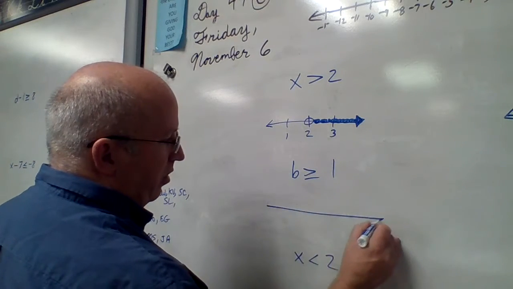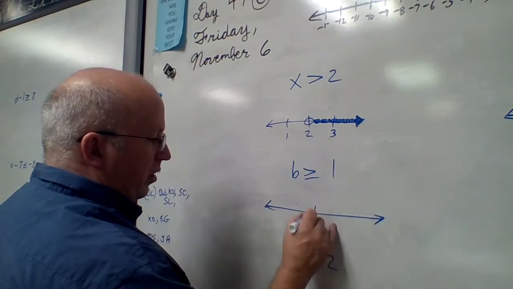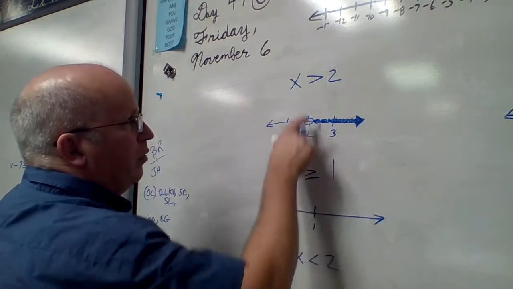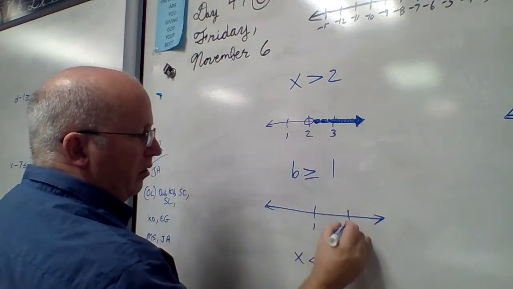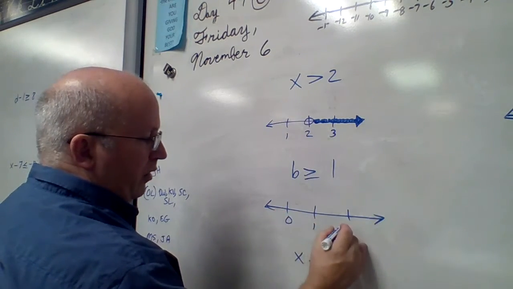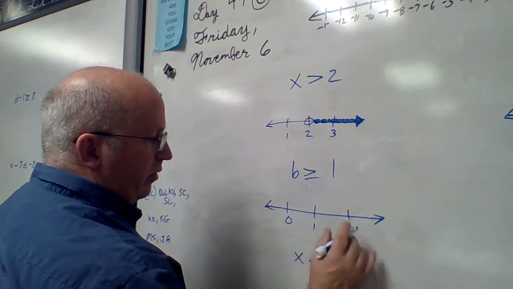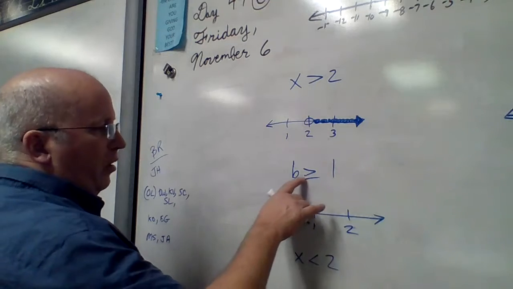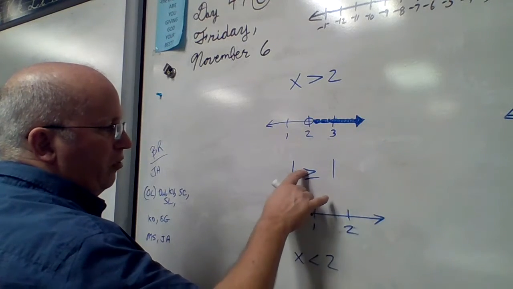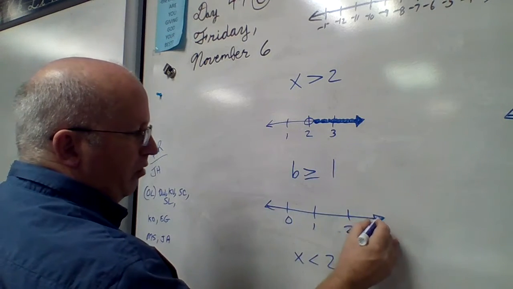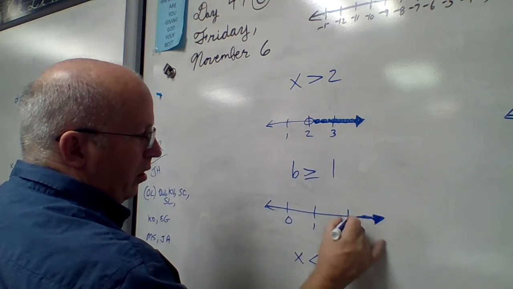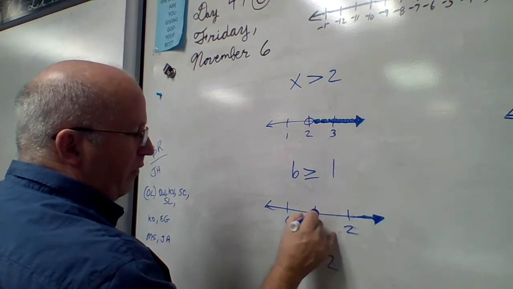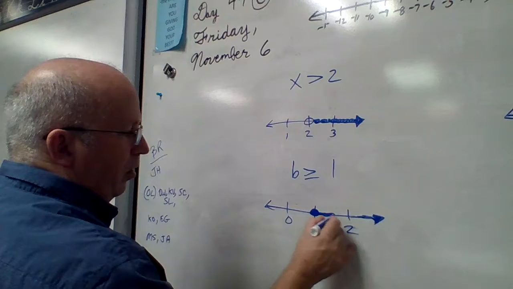This symbol is a little bit different, isn't it? This time we have the symbol greater than or equals to, not just greater than. I'm going to put 0 on the left and 2 on the right. And give me a number that's bigger than 1, a number that's greater than 1. Again, we're going to be shading to the right. But this time, I'm going to use a filled-in circle.